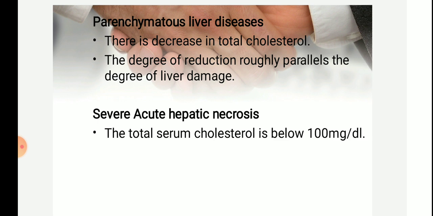See this. The estimation of cholesterol is very much proportional to the extent of the liver damage here. So the degree of reduction of cholesterol roughly parallels the degree of liver damage. In severe acute hepatic necrosis, the total serum cholesterol is below 100 milligram per deciliter. So serum cholesterol level goes on falling here.